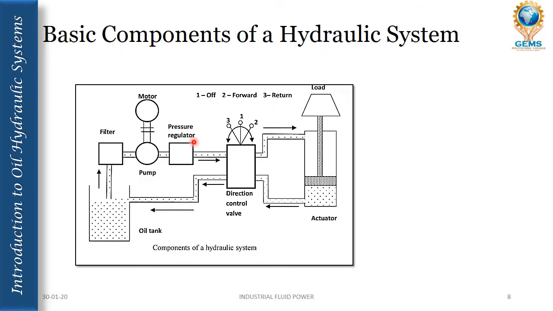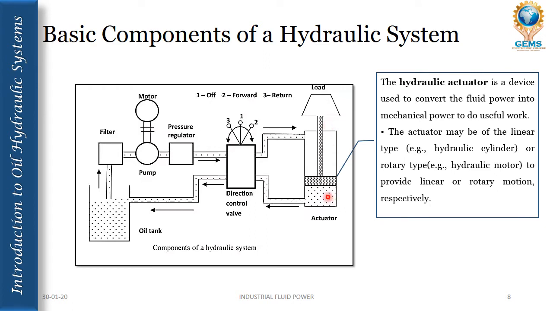So these are the basic components of a hydraulic system. It has an oil tank or reservoir. From the oil tank, the oil goes to the filter and using the pump, it is pumped. The pump is run with an external motor and then the oil goes to the pressure regulator. It regulates the pressure. This is a direction control valve, whether you need a forward motion or reverse motion. This is the actuator. This actuator is connected to the load, whatever the application it may be.